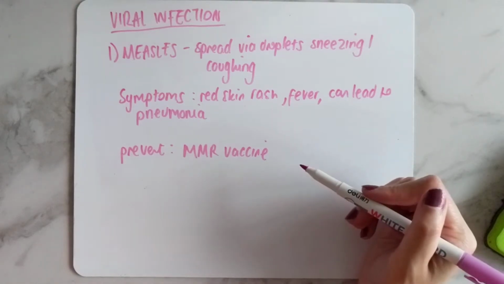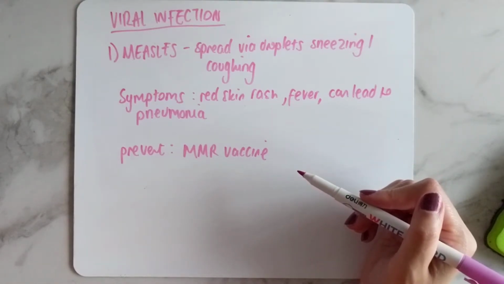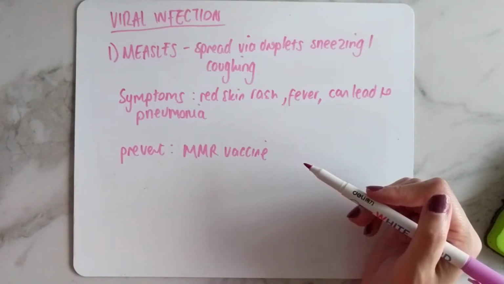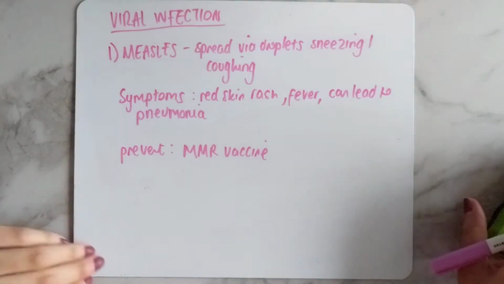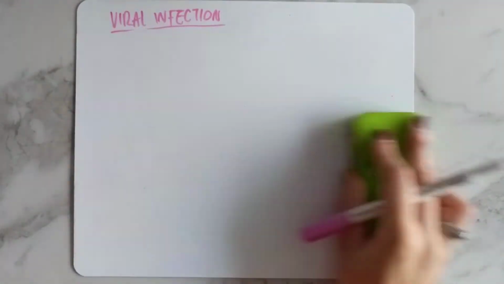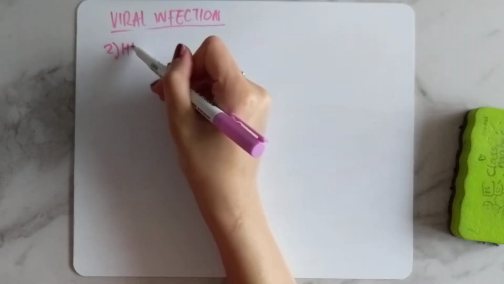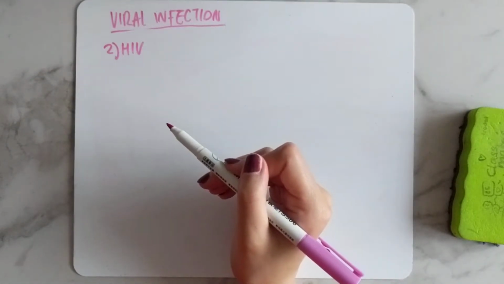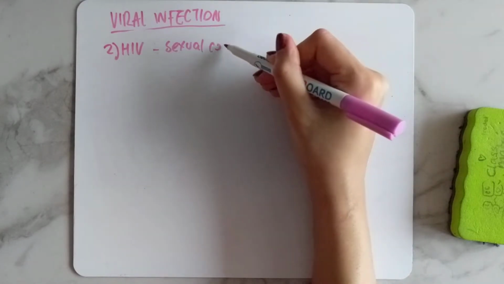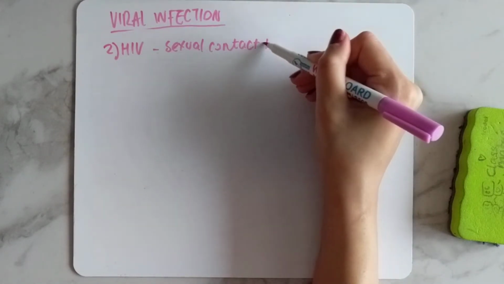More children that are vaccinated, the less likely this disease will be around to therefore be spread. Okay, so the next viral infection is HIV. HIV is spread via sexual contact through bodily fluids.